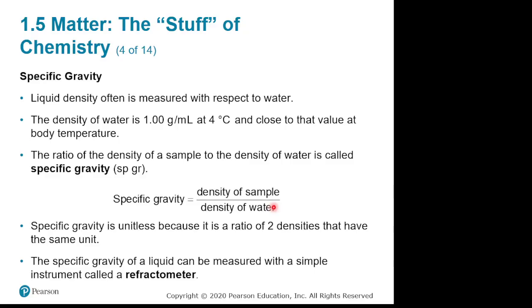Okay, so the specific gravity of a liquid can be measured with a simple instrument. It's called a refractometer. This is a very, very common instrument to find in labs for hospitals, because there are quite a few tests that are run on various biological fluid samples. They're essentially just measuring their specific gravity. If it's too high or too low, then you know something's wrong, and then you can go on and do more expensive tests.